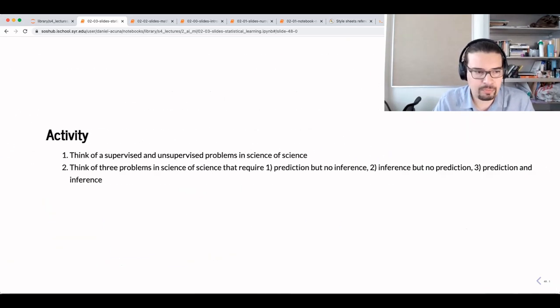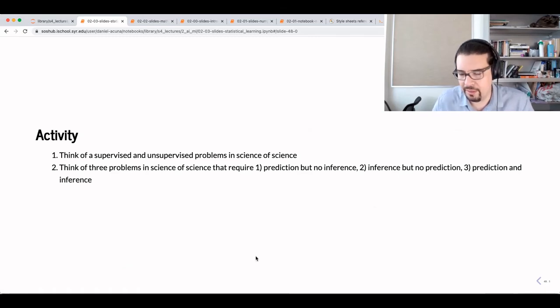Okay, so let's do an activity. And the activity will be relatively simple because it was a lot of theory and things like that. Definitely go back to it. But I want you to think about supervised and unsupervised problems in science of science, and think about 3 problems in science of science that require different kinds of predictions and inferences.